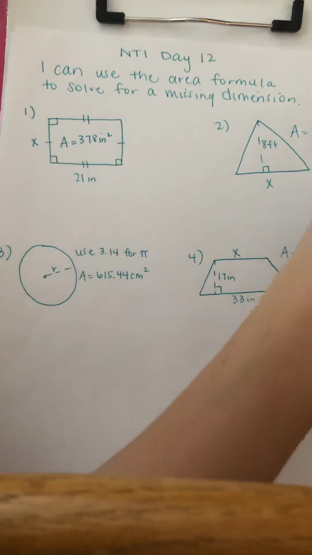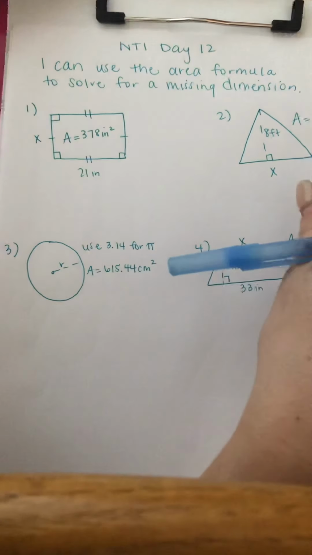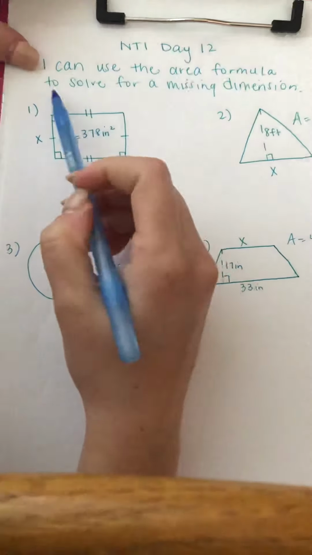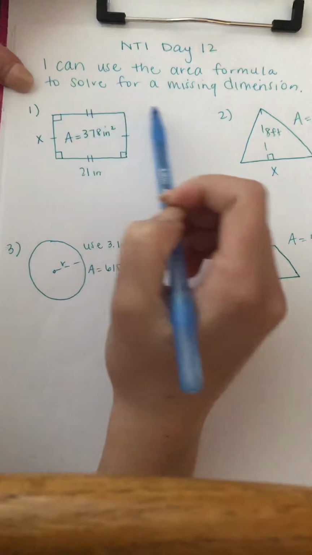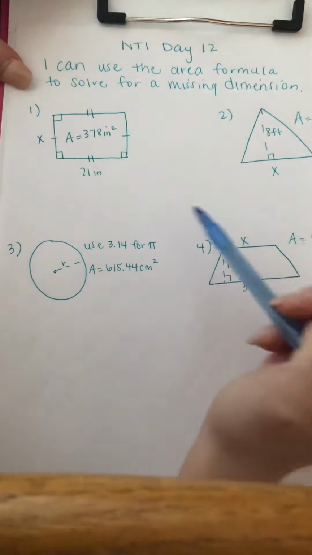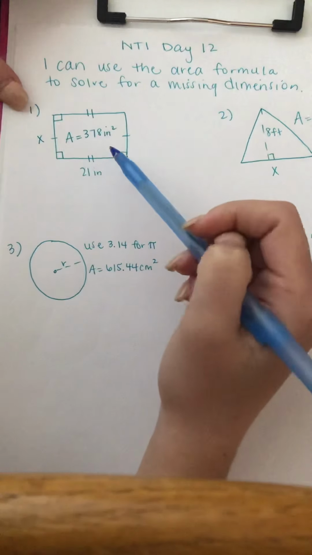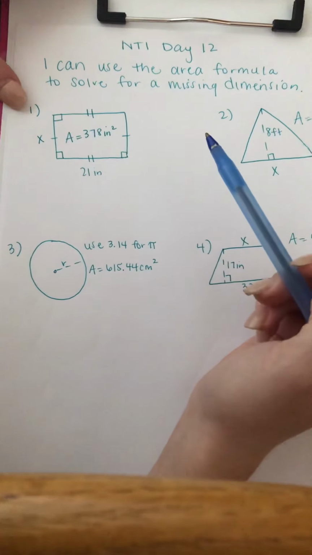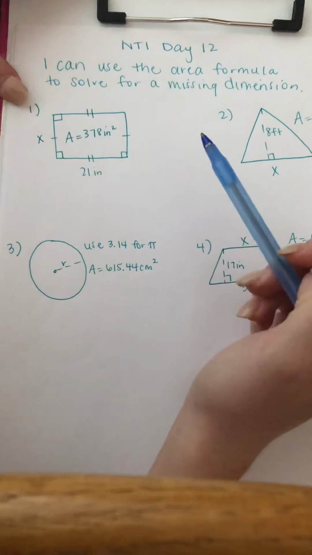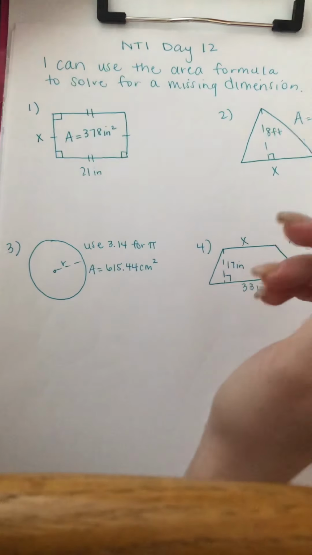Hi everyone, so today is NTI Day 12, and our goal for today is I can use the area formula to solve for a missing dimension. So in these problems, you're going to see that we're given area and we're asked to solve for a missing side or a missing dimension of that shape. So let's go ahead and get started.